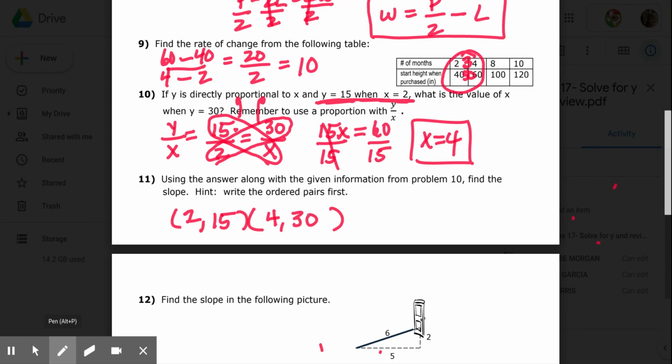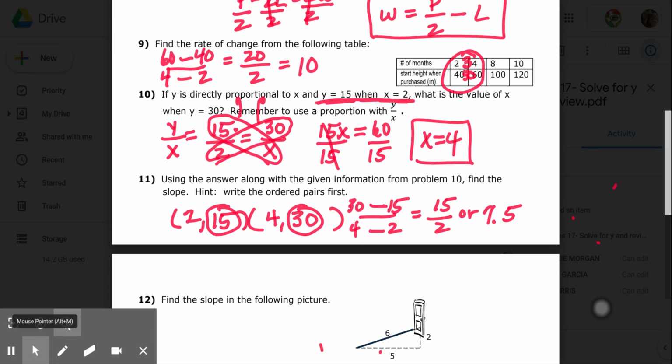So now we can do our circle, circle, dash, line, dash. So we can do 15 minus 30 over 2 minus 4. That would give us negatives, which is fine. But if you want to look ahead and just get a positive number to begin with, I'm going to go 30 minus 15 and 4 minus 2. So 30 minus 15 is 15, and 4 minus 2 is going to give us 2. So you can leave it as 15 over 2, or it simplifies to 7.5 as a decimal.